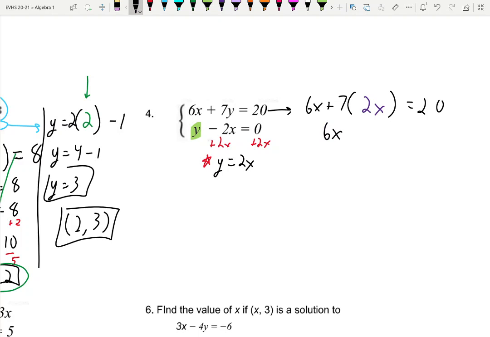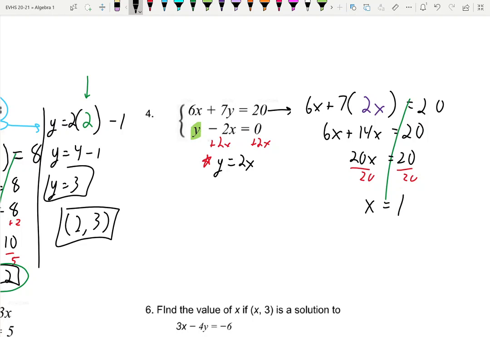So 6x plus 7 times 2 is 14x equals 20. Let's combine our like terms. 6x plus 14x is 20x equals 20. And now divide by 20, and that's going to give me x equals 1.